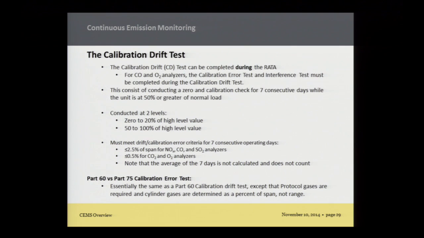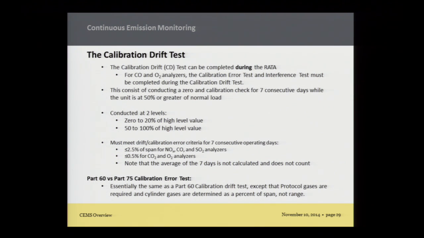You can do this during the RATA. For CO and O2 analyzers, the calibration error test and interference test must be completed during the calibration drift test. So we'll talk about what those are. It consists of conducting a zero and calibration check for 7 consecutive days while the unit's at 50% or greater of normal load. And something to remember there is 50% or greater of normal load.